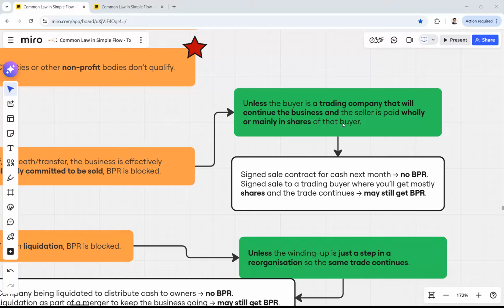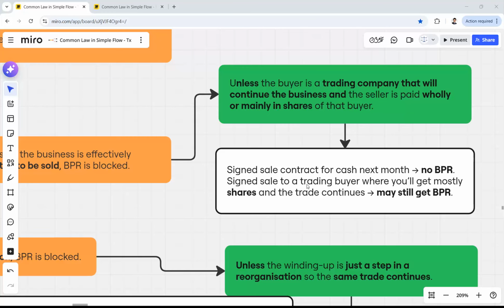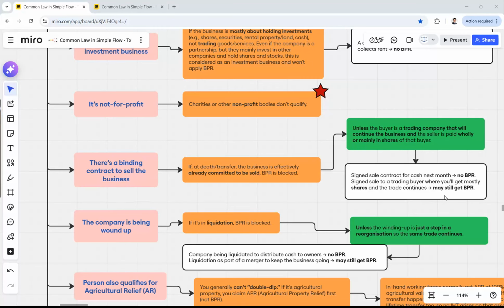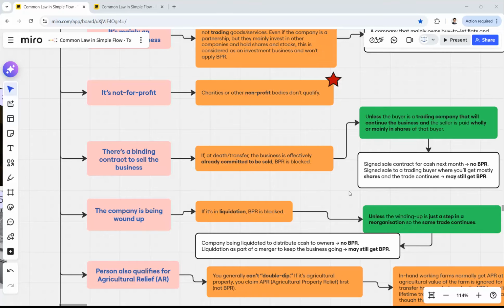Basically, you are still owning the business, but you are not owning the business directly. You are owning shares of the parent company that owns your business. So if you have signed a sale contract to a trading buyer where you will get mostly shares and the trade of the company which is being sold will continue, you will still get the BPR, business property relief. Why will you get it? Because you are keeping your business, but indirectly.